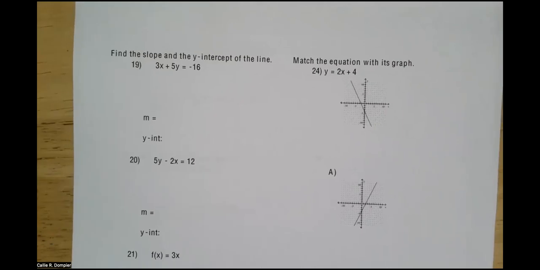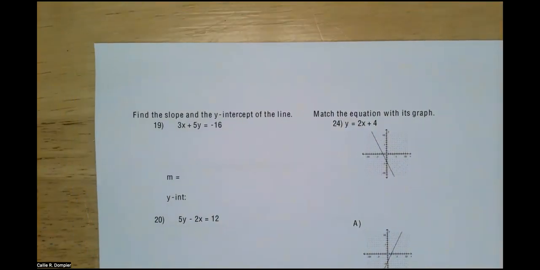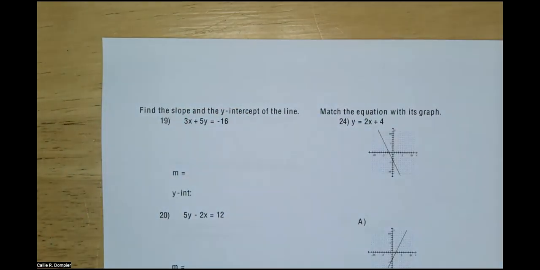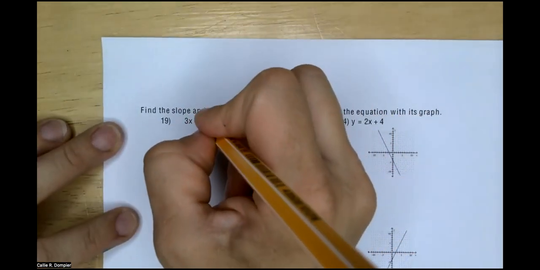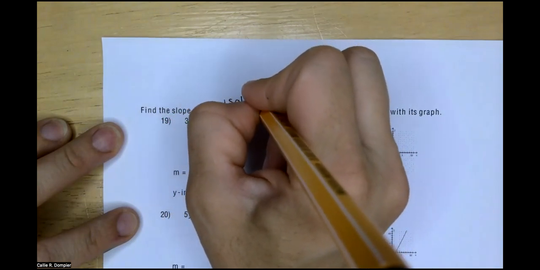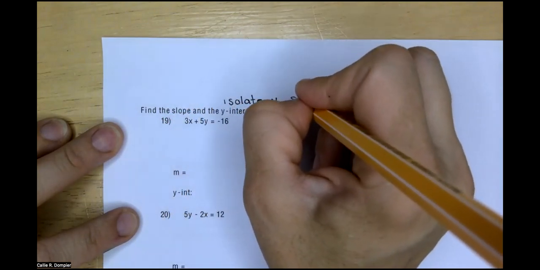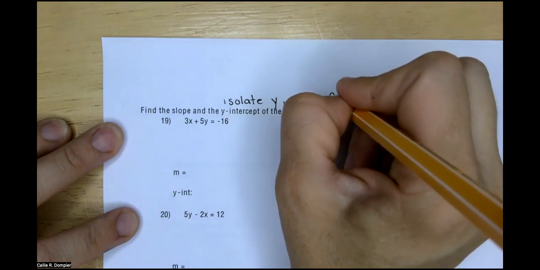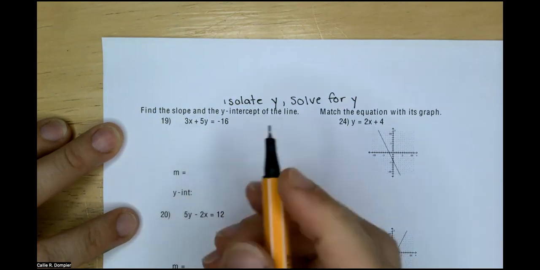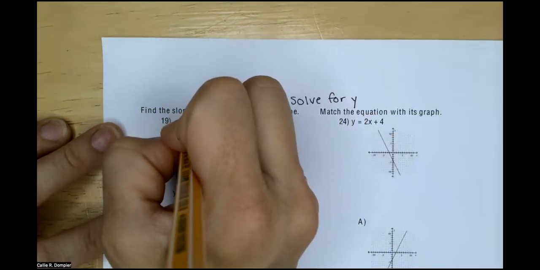Here they're asking us to find the slope and y-intercept of the line 3x plus 5y equals -16. You can put it into Desmos and try to find it that way, or you can isolate y or solve for y. Right now we have y being multiplied by 5 and 3x being added to y. So I'm just going to undo all of those things.